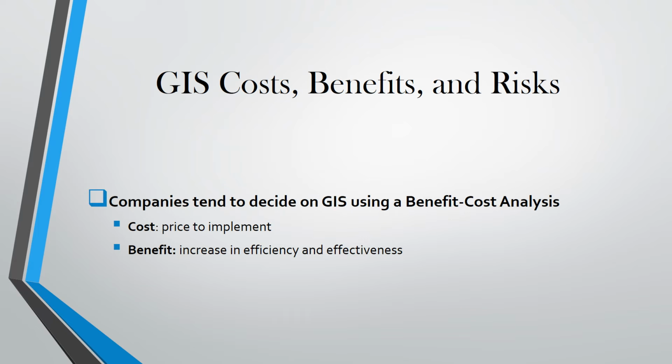When it comes to companies deciding on whether or not to go with geographical information systems, they tend to decide on going with GIS using a benefit cost analysis. For companies, the costs begin with the price to implement, and these costs usually include the cost of hardware, software, transformation of maps and data into digital format, and adding or training of staff, versus the benefits of GIS implementation, which usually account for either greater efficiencies or effectiveness.